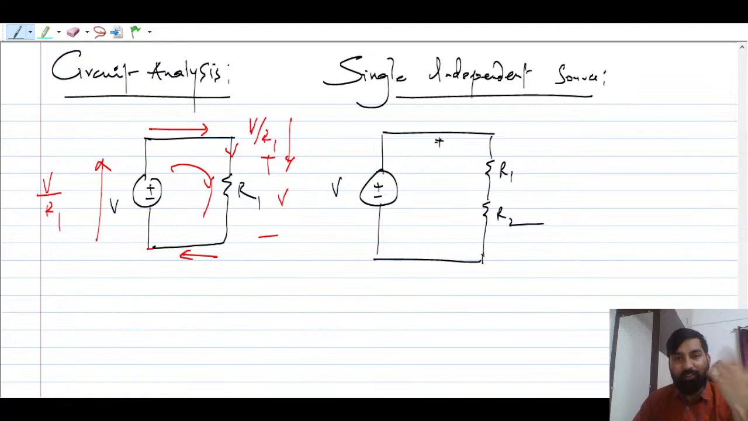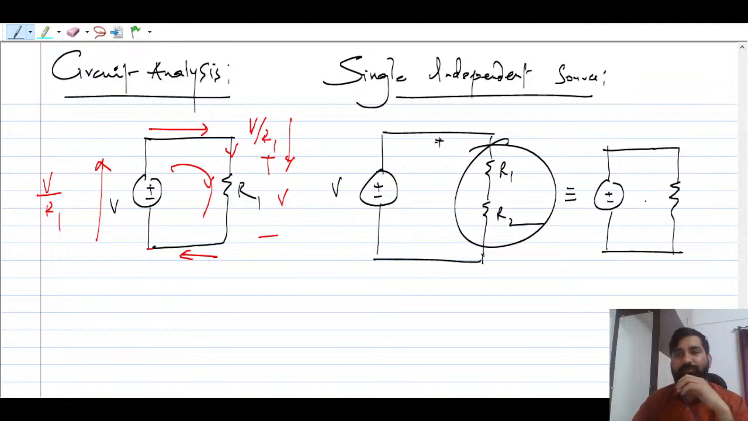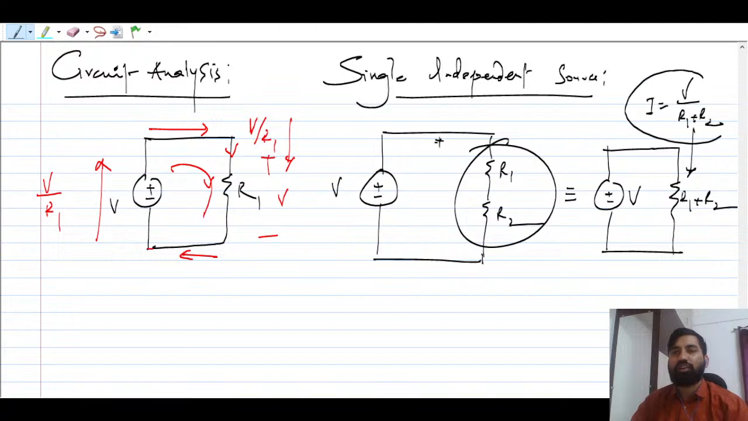You can say it in this manner, or you can combine them and make the circuit like this. You can convert this circuit into a single independent source circuit. This is nothing but R1 plus R2, and this is V. Now we can find out the current. Current is going to be equal to what? V by R1 plus R2. So there is only one equation that you need to find the current: I equals V by R1 plus R2, right?